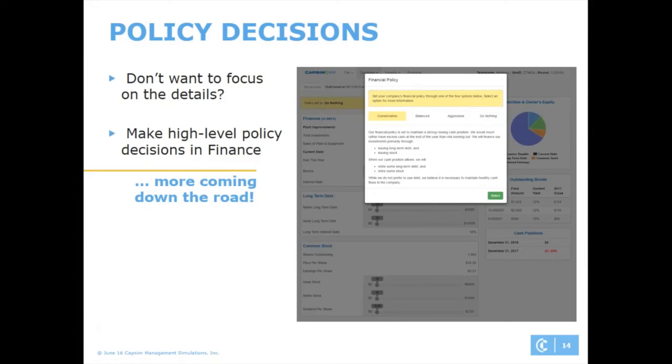Students will make one decision for the entire department, choose if they want to have a conservative, balanced, or aggressive policy stance, and from there they'll move into seeing the effects. All the decisions are tied back to the way that they're performing in the simulation, and it's really clear that they can understand the high level without diving into the weeds. Finance is actually the first department that we have policy decisions for, but there are more coming down the road. So I'd love to hear from each of you about how you could possibly use this in your course.